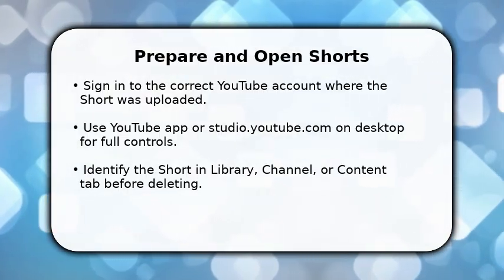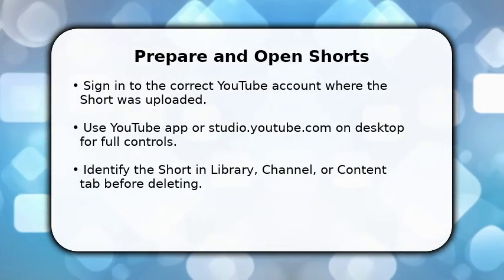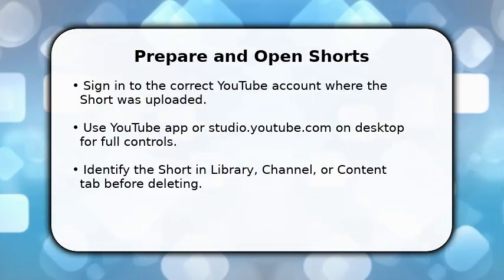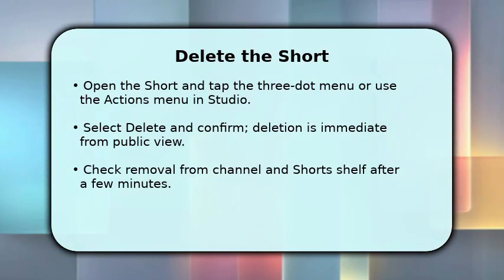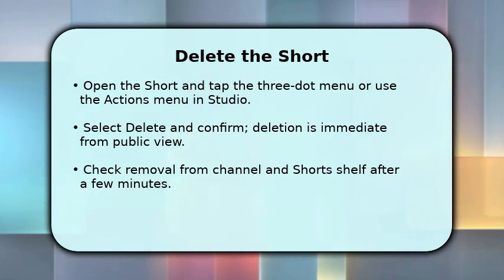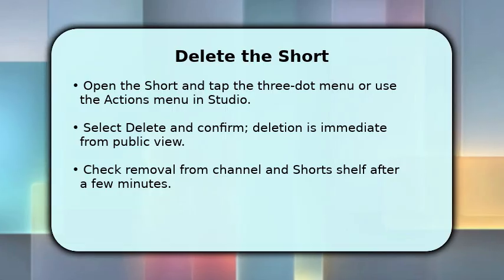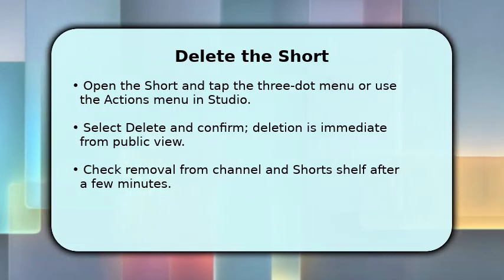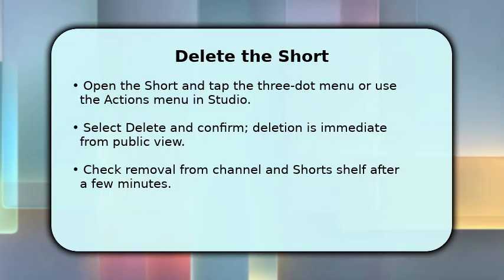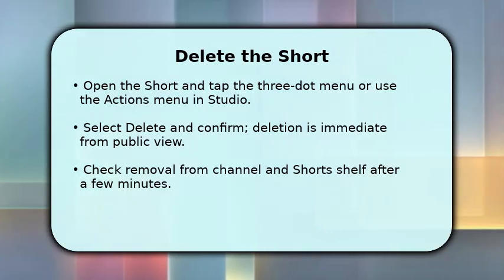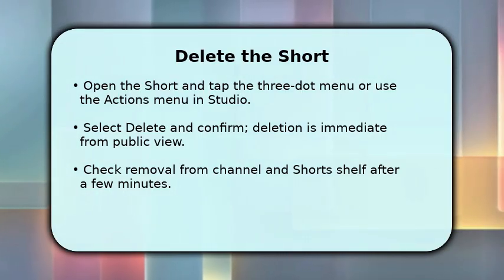Make sure you can preview the short to confirm it's the exact clip you want removed before you proceed with deletion. You now perform the deletion step. Open the short, tap the three-dot menu in the app, or use the Actions menu in YouTube Studio on desktop. Choose Delete, then Confirm when prompted. This removes the video from public view immediately.